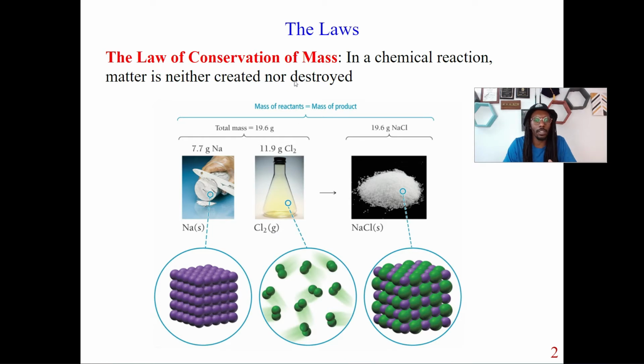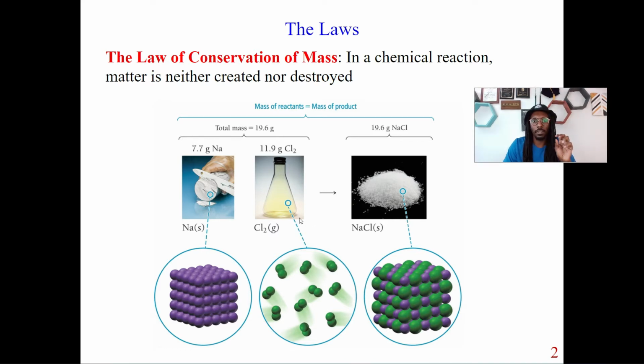Law of conservation of mass: we have mass of reactants equal to the mass of product. For example, let's say we've got some sodium, and this is what sodium looks like. It's just a solid metal. And then we have some chlorine gas. When we combine both of these reactants together, we're going to get table salt, sodium chloride.